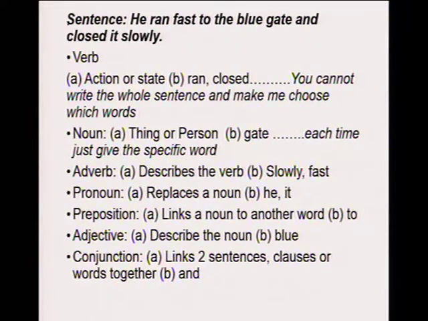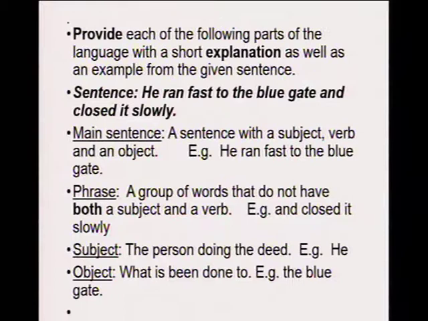The preposition links a noun to another word. The preposition is to. The adjective describes the noun, and the adjective, something that describes the noun, the noun is gate, blue describes the gate. A conjunction links two sentences or clauses or words together, and this is and.